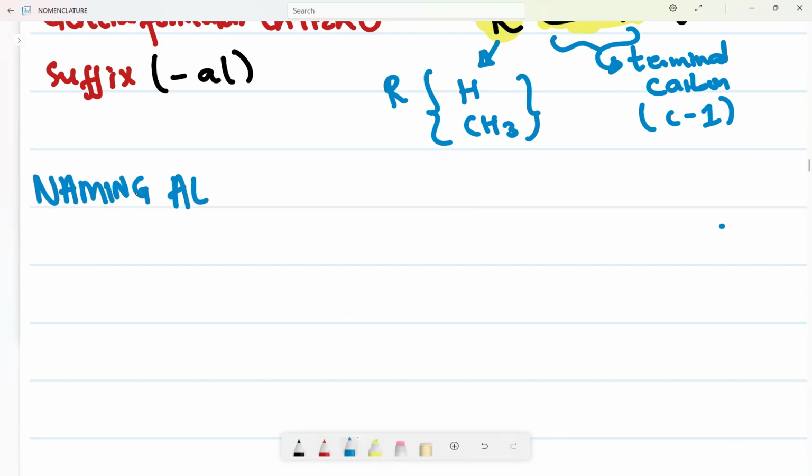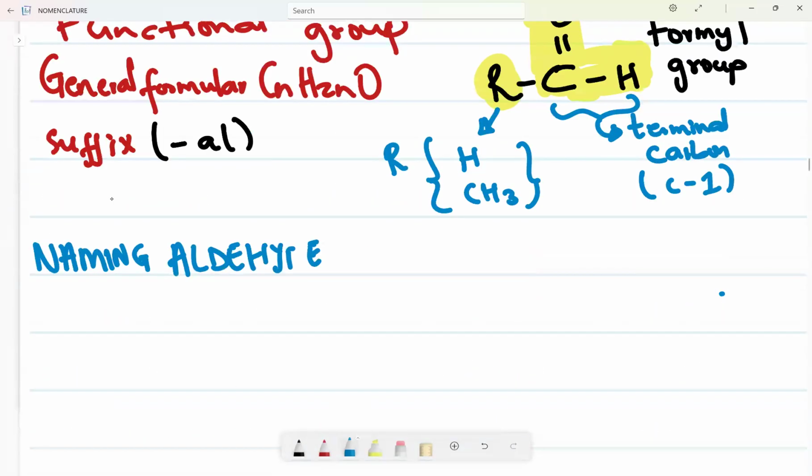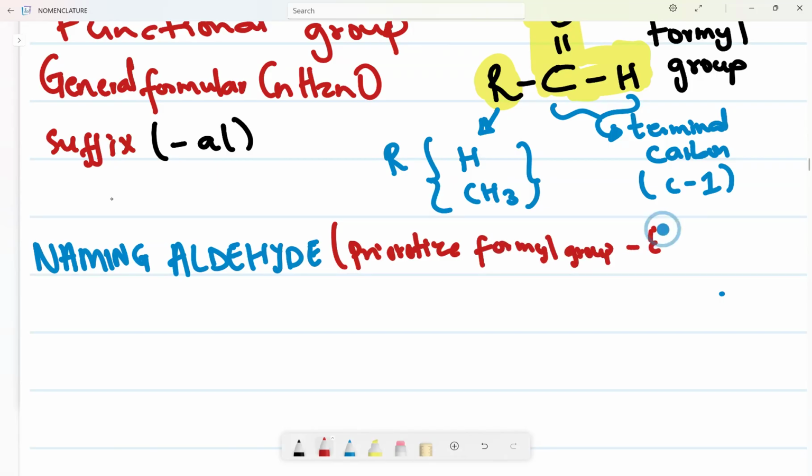Naming aldehydes. What is the precautionary measure we need? You prioritize the formyl group. What is the formyl group? The formyl group is this, HR. This is what you prioritize. Another thing, no numbering.